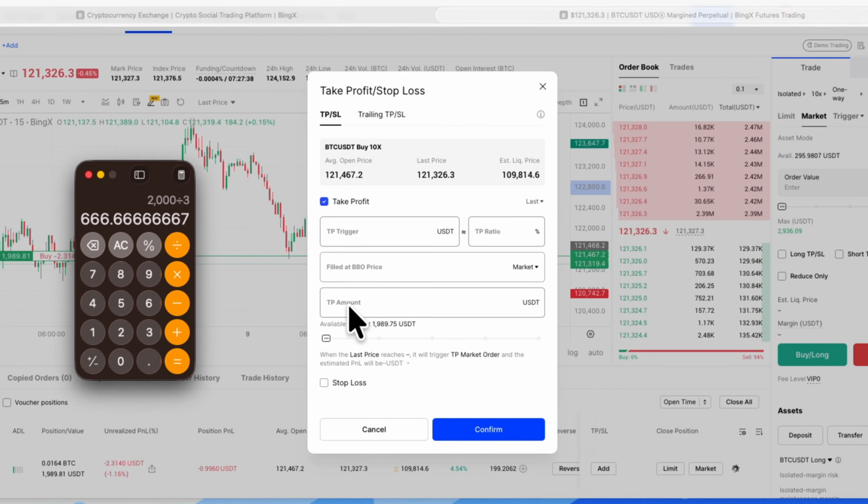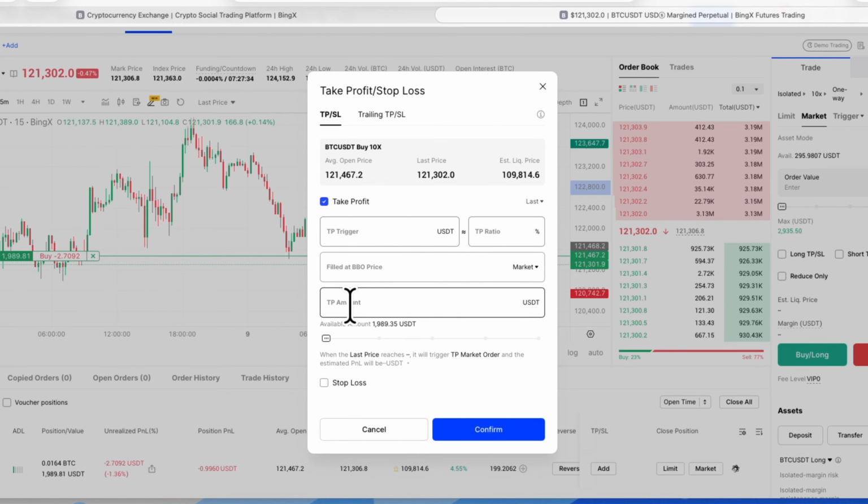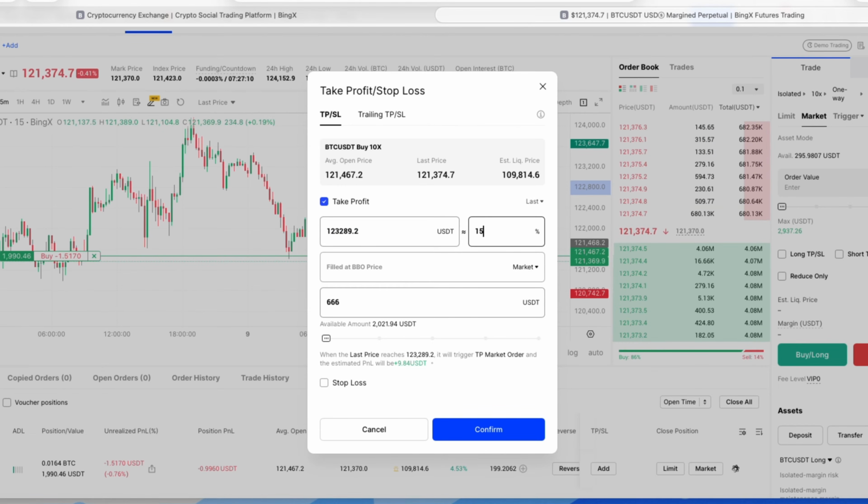So just come here to where you have this take profit amount. That's the first thing you set. Go there and enter 666 right there. And that is the value you're going to enter for all your 3 take profit levels. Now, once you enter that, you come here and enter the percentage of profit you want to take for your first take profit level. So let's say, for example, the first take profit level, you want to take 15% profit, just enter 15%. Or let's say the first one, you want to take 20%, just enter 20% right there.